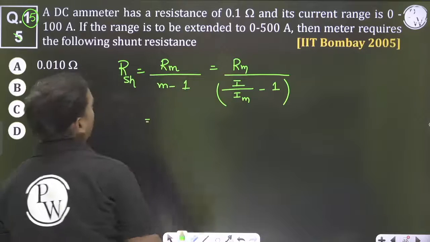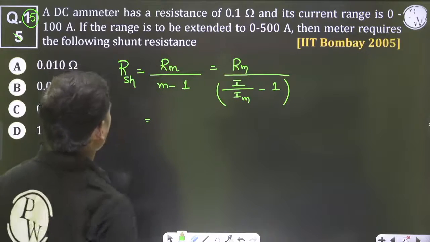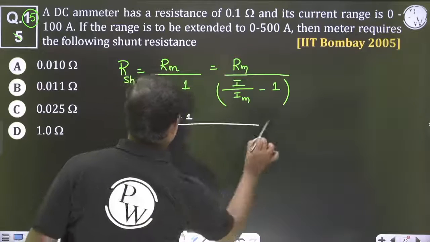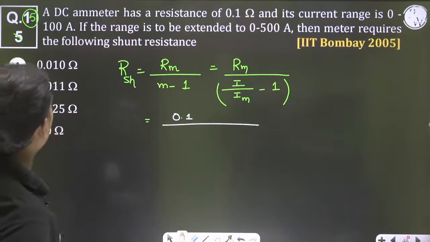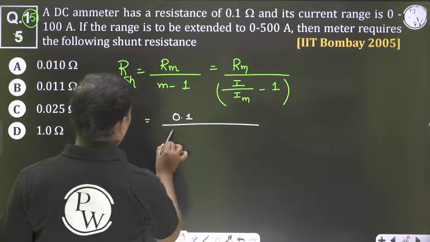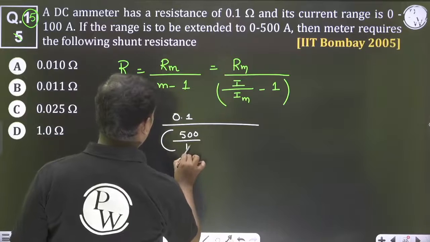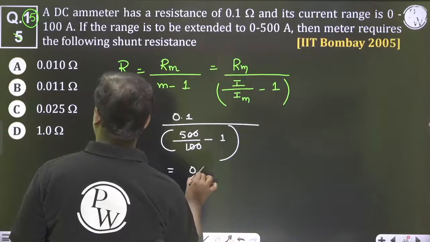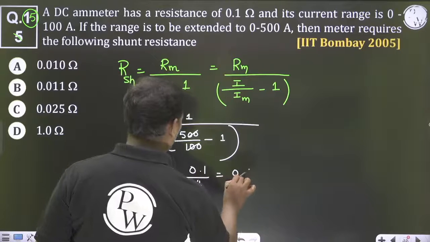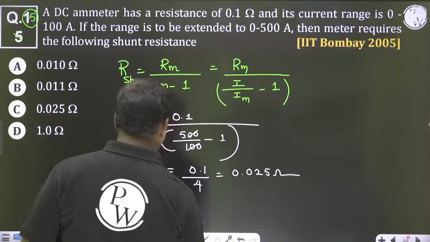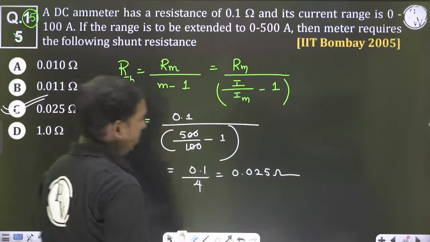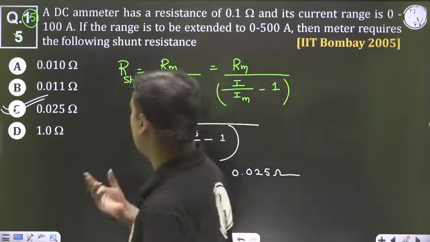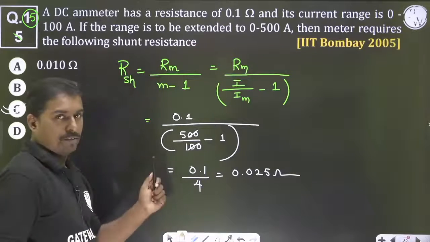What is Rm, the meter resistance? A DC ammeter has a resistance of 0.1 ohm, so 0.1 ohm divided by M minus 1. Its current range is 0 to 100 amperes, and we want to extend it to 500, so M is 500 by 100, which is 5. So 0.1 by 4 means 0.025. Option C is the answer. Don't miss the question. Very simple question. Always try to practice the formula.